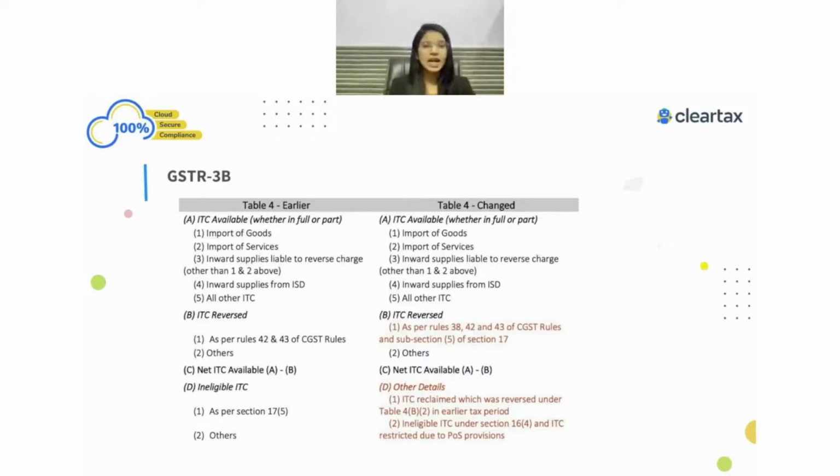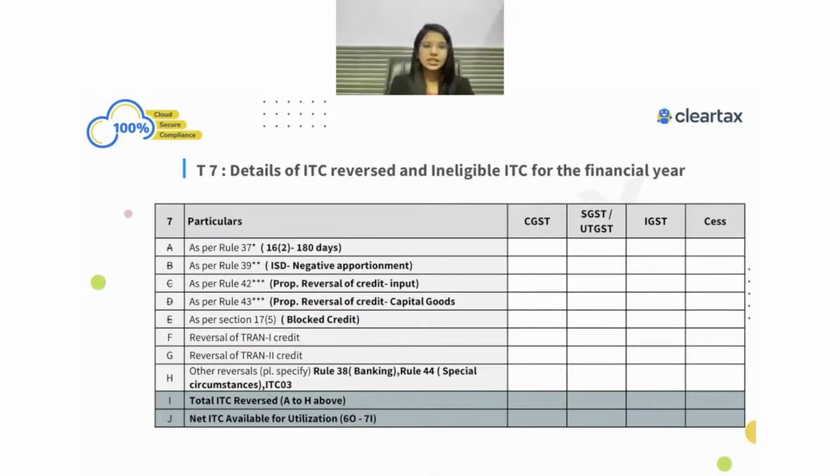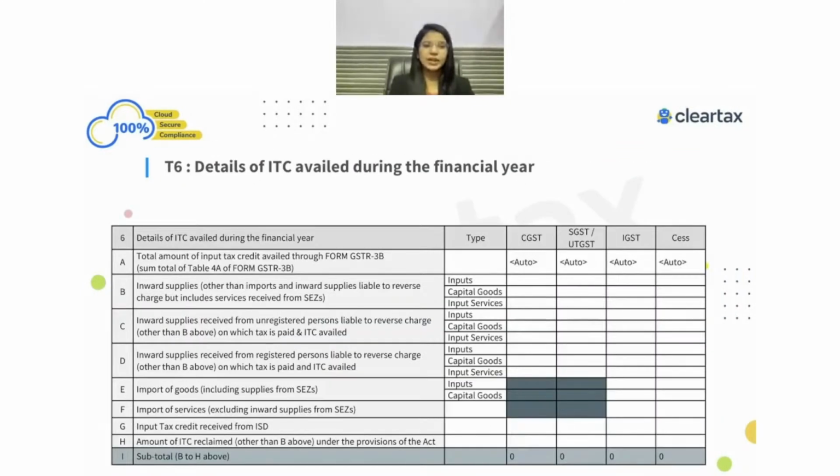So ultimately, when I sum up 4A1, 2, 3, 4, 5, that is the value which has to be reported or auto-populated in my table 6A of GSTR 9, right? So there is no confusion till now. We'll just directly populate the value here in 6A, and this value will be auto-populated from the government portal, right? When you look into your GSTR 9, this is auto-populated. You can't even edit it.